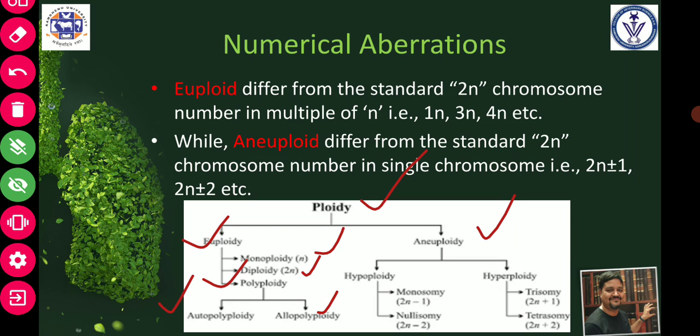We will discuss more about autopolyploidy and allopolyploidy. Now what about aneuploidy? Aneuploidy is classified into two parts, hypoploidy and hyperploidy. In hypoploidy there will be monosomy, nullisomy, whereas in hyperploidy it is trisomy, tetrasomy, etc. So this is the brief classification of ploidy. Now we will see one by one.